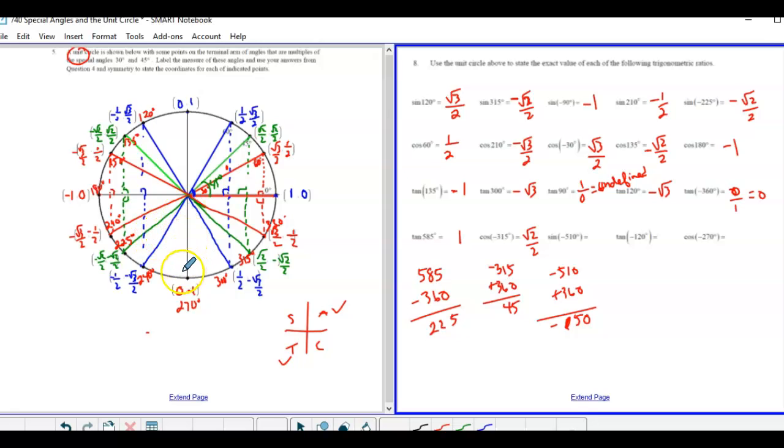So negative 150 is going to be, there's 90 and 60 more, so it's going to be here, and we're looking for sine. So the y value is going to be negative 1/2. Tan of negative 120, so there's negative 90 and 30 more. So tan is going to be root 3, because again, the reference angle is 60. We talked about that. It's positive because both the x and y coordinates are negative. And then negative 270 is the same as positive 90. For cosine, the x value there is 0.